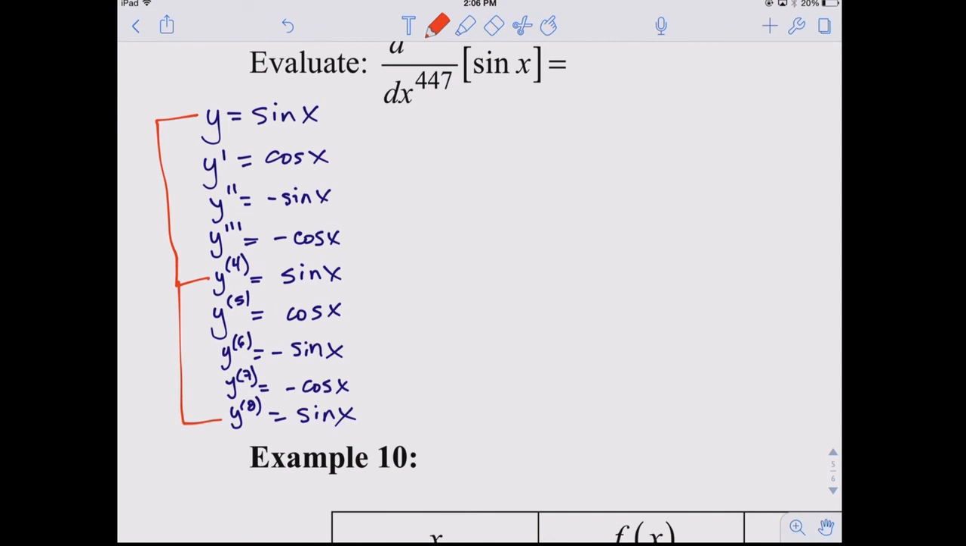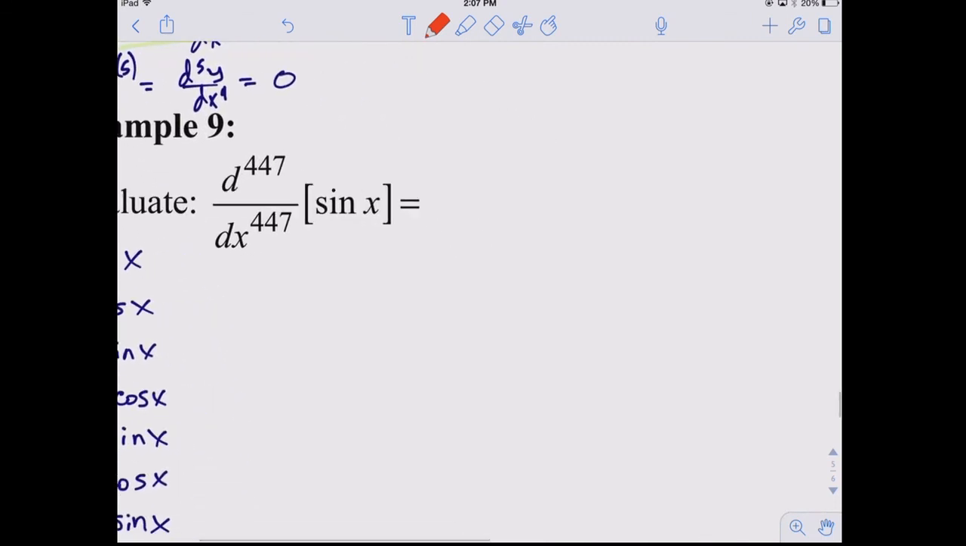Is that true? Let's see. The first derivative then should be the same as the fifth derivative, and it is. The second derivative should be the same as the sixth. The third would be the same as the seventh. Yeah. So if it repeats itself every 4, there should be an easier way, right? All I got to do is see how many full cycles of 4 there are in 447.